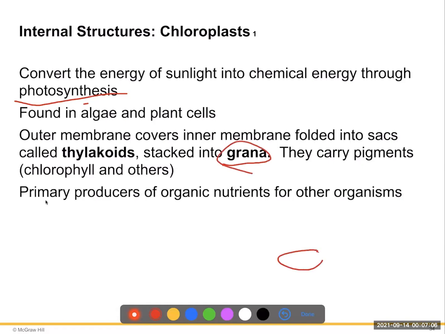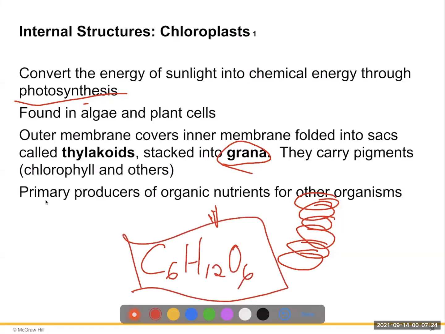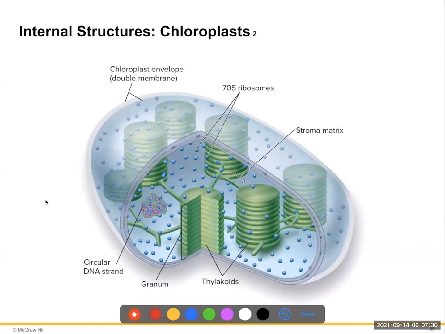Okay, they're just stacks of discs. Okay, those carry your pigments and your chlorophyll, which allow photosynthesis to occur. They're the primary producers of organic nutrients for all other organisms. They're the ones that produce glucose, okay, from CO2 and water. There's your stack, your granum. Your thylakoids. Each one of these is a thylakoid, and each stack is a granum. They're like stacks of poker chips.